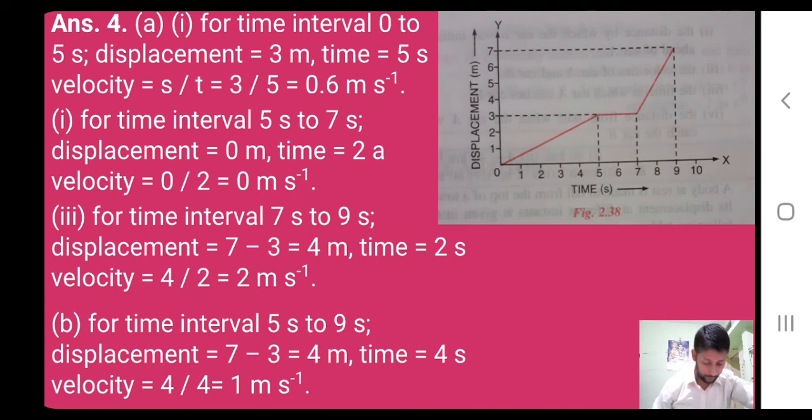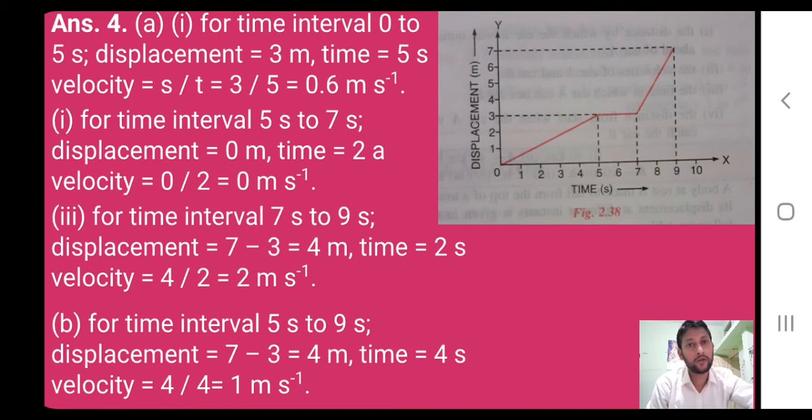So in question number 4, the graph is already given, and based on the graph you have to calculate the velocity of the body as it moves for time interval 0 to 5 second, 5 second to 7 second and 7 second to 9 second. For time interval 0 second to 5 second, displacement is 3 meter and time taken is 5 second. So velocity is again displacement by time, which is equal to 3 by 5 equal to 0.6 meter per second.